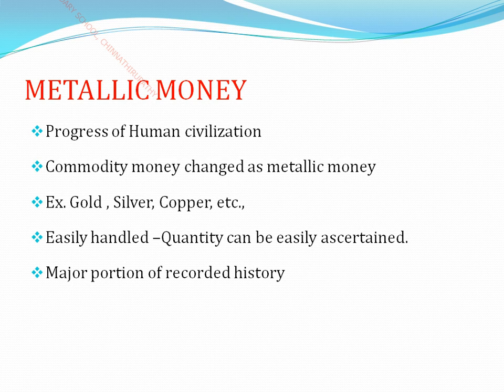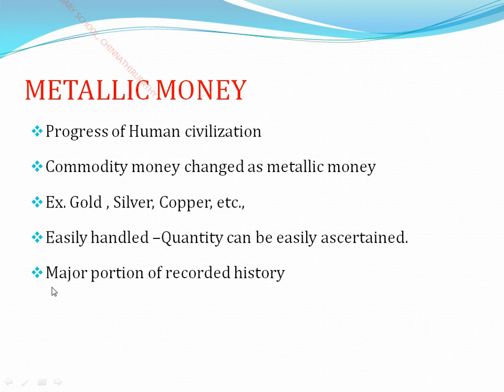With the progress of human civilization, everybody knows human civilization as the gradual growth of humans, where he started his life in the modern era. From early to modern era, commodity money very slowly turned into metallic money. Here the man who was using goods as his instrument of exchange very slowly started to use metallic money.